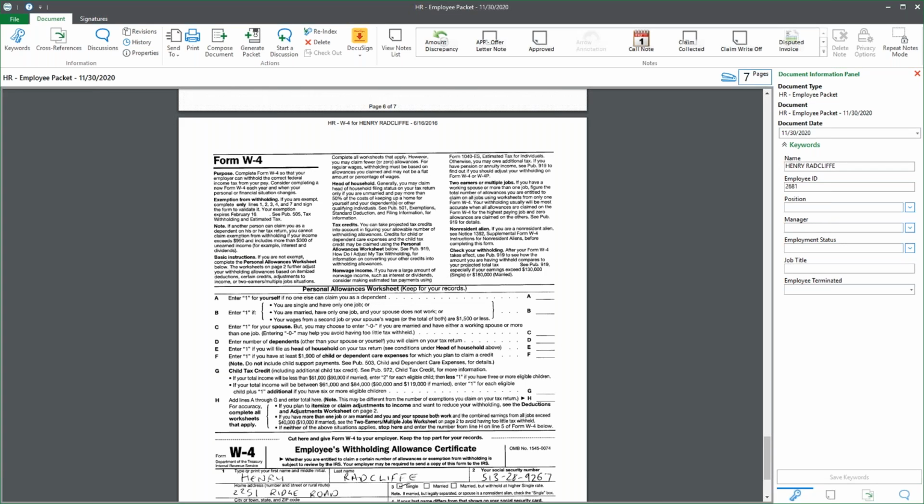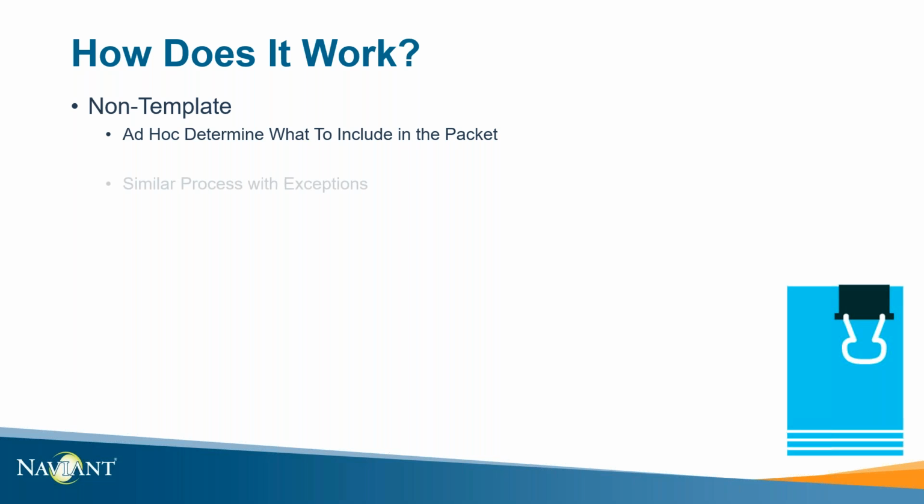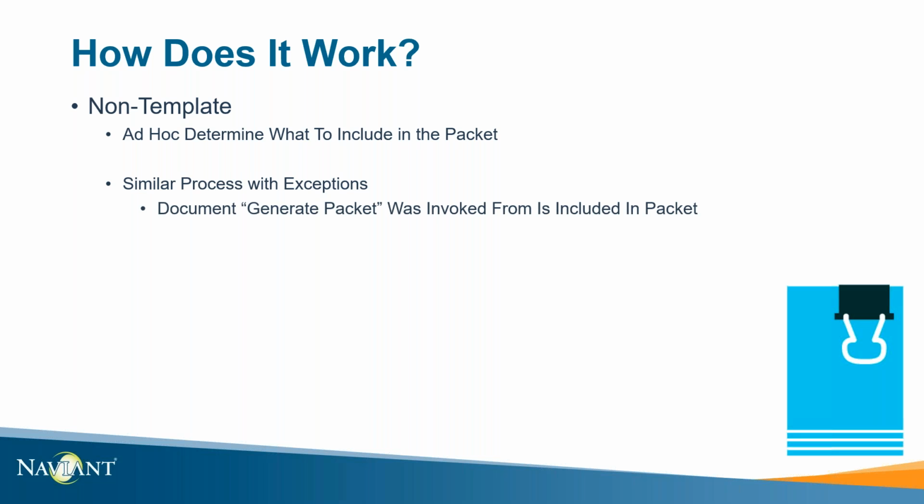All right, that was a little bit of a whirlwind tour, but hopefully that gives you an understanding of how this ultimately works. And that was for a templated packet. But how are things different from using that non-template option? What's happening is the users then ad hoc making a determination what documents that they want to include within the packet. And it's really a similar process to the templated process that I just demonstrated, with a few exceptions.